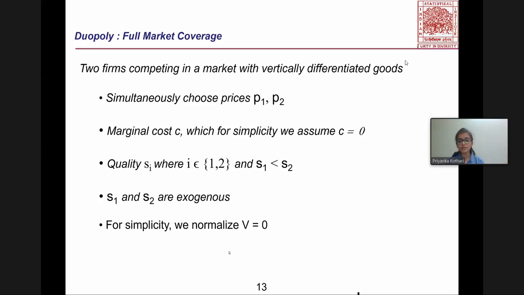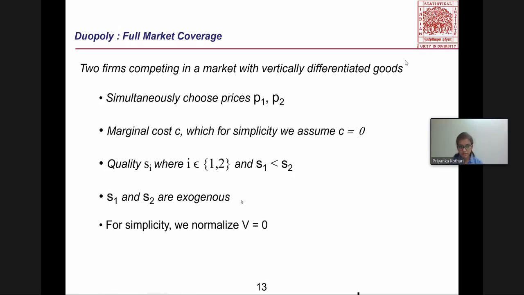By full market coverage, we mean that every consumer, between theta lower bar and theta upper bar, is catered to by at least one of the firms. There are two firms competing in the market with vertically differentiated goods. One of them produces a high quality product S2, and the second one produces a lower quality product S1. These qualities are exogenously given.